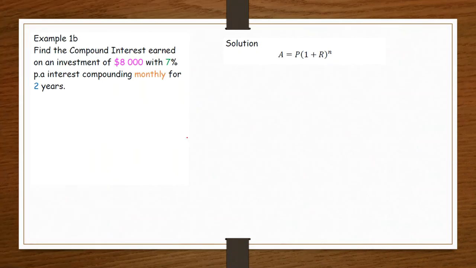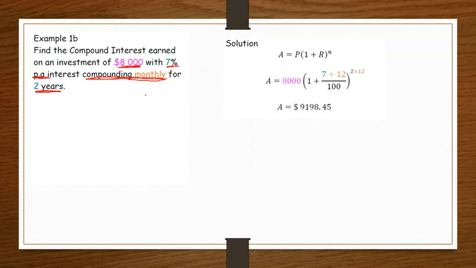Example 1b, same kind of thing. We've got 8,000. So I'll go through the question. Find the compound interest earned on an investment of $8,000, 7% interest, compounding monthly for 2 years. Okay, and the 7% is actually per annum. So we need to change that to monthly.